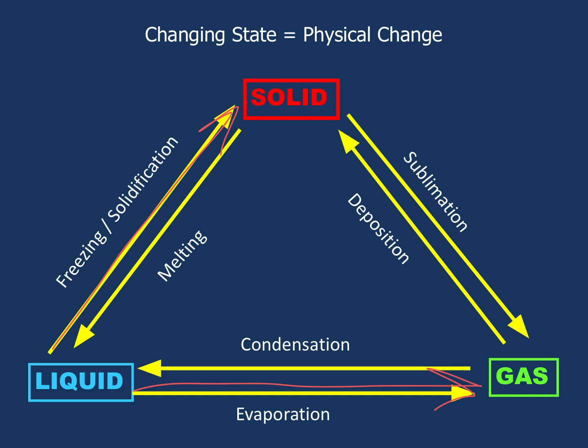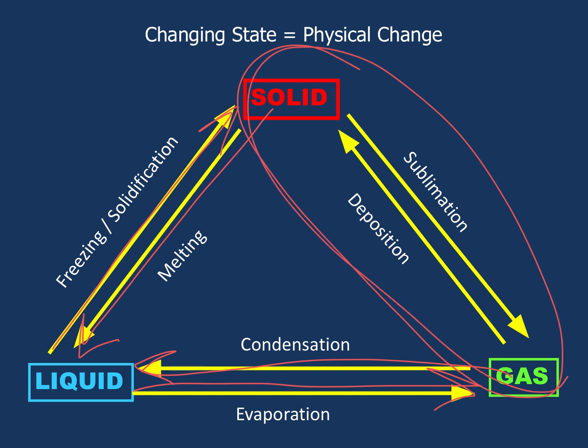Those are really common. So solid to liquid, we can think about that with ice. When an ice cube changes from a solid to liquid water, that's melting. When a gas changes into a liquid, that's condensation or condensing. The weird one here is when we change between solids and gases.